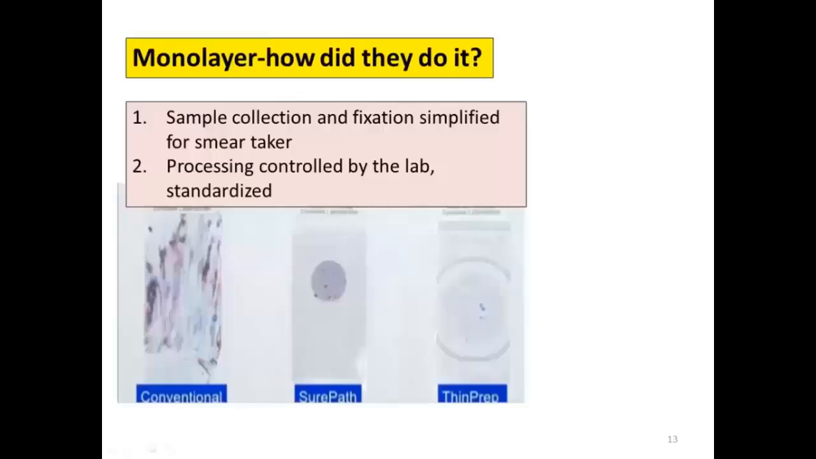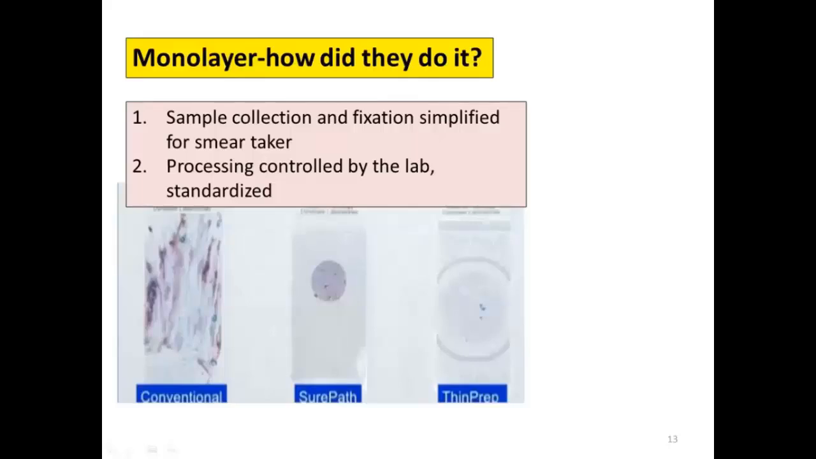So this was the outcome of these automated processing machines. The cells were deposited on a glass slide in a nice circular fashion and evenly distributed. There was no thick or thin uneven spreading like in a conventional smear. This could be achieved because we not only achieved maximum retrieval of the cells from the collection device, we also achieved good, rapid fixation and even spread of these collected cells in a standardized manner. So the output was always the same, because the processing was standardized and done by the machine in the lab.